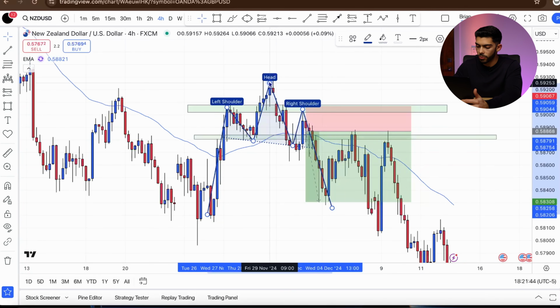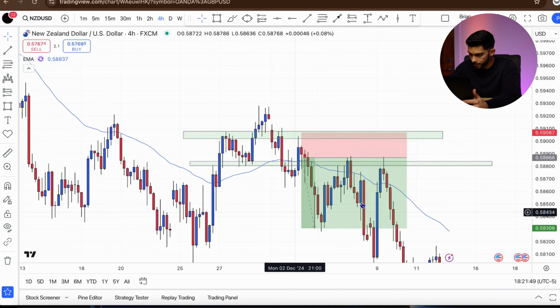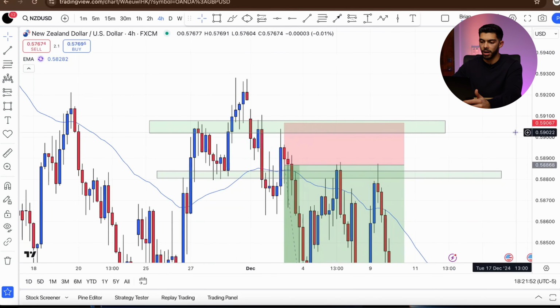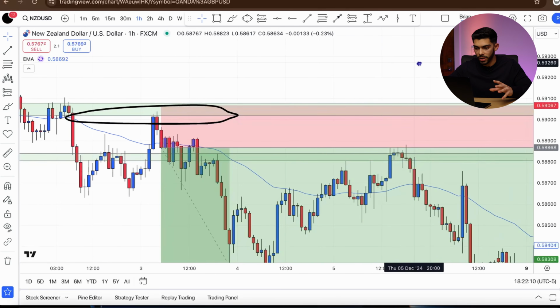So now that we're going to remove the head and shoulders, we're going to be seeing more clearly exactly what zone price bounced off of. It's important to remember that we're on the 4-hour time frame because that's the time frame we're going to use to mark our zones. Price reached up into that area and then started to head down. So now we need to go into the smaller time frames, our entry time frame, which is the 1-hour time frame, to see this trade in more detail.